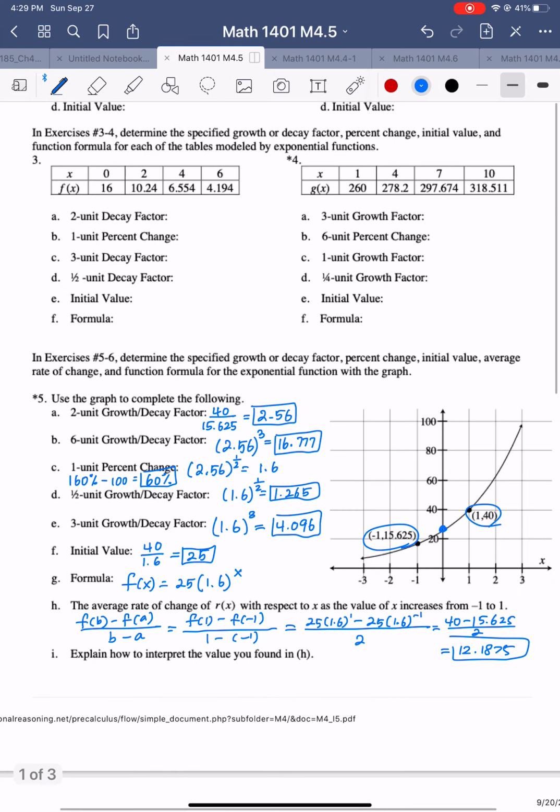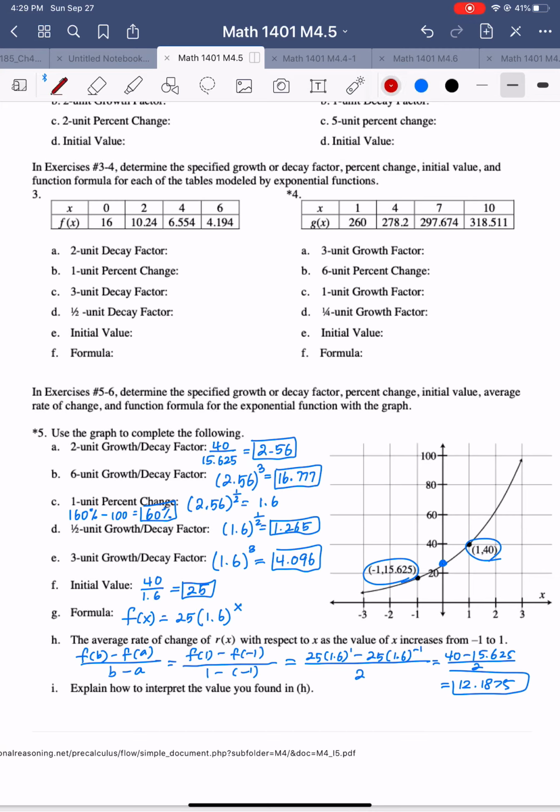So what I do is find the average rate of change about the segment between the 2 points. So what I'm saying is this line. When you have this line, from this point to this point, that is the slope. So the slope of the line connecting the 2 points represents the average rate of change of r of x with respect to x, as the value of x increases from -1 to 1. So in here, this is a constant rate of change.